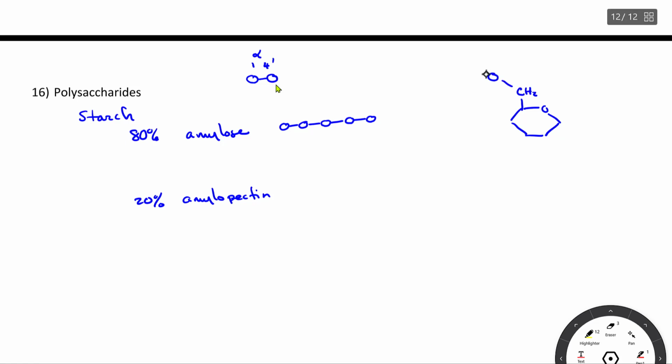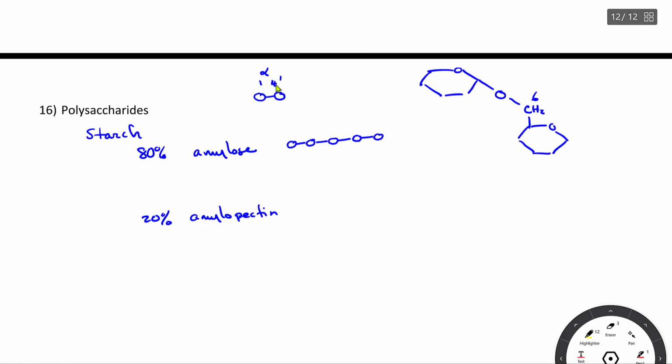So it is possible to connect this, this is carbon 6, to another sugar like this. Okay? So if I can connect it to another sugar like that, that's an alpha, because this is down, 1,6 glycosidic bond.